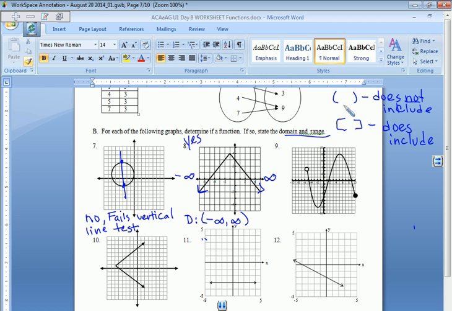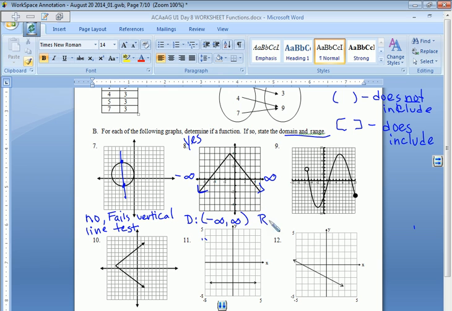Now, a minute ago when we talked about domain and range, I said we'd use the bracket if it includes the point, the parentheses if it does not include. Can we ever get to infinity? Is it an actual number? No. So can we ever include it? No, it's an idea. It's not a number. So that's why we use the parentheses with infinity.